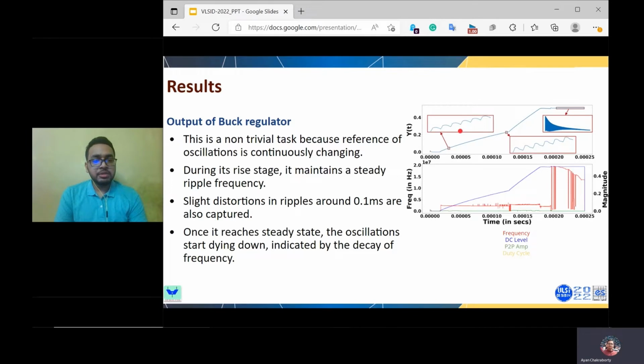However, we see that our algorithm is able to tackle this use case as well, and we get a smooth value of frequency for the entire duration of the ripples. At the end, when it starts saturating, the ripples start dying down, and this is confirmed by the fact that our algorithm also shows that the frequency starts decaying down gradually during the steady state. So our algorithm is able to tackle this use case as well.